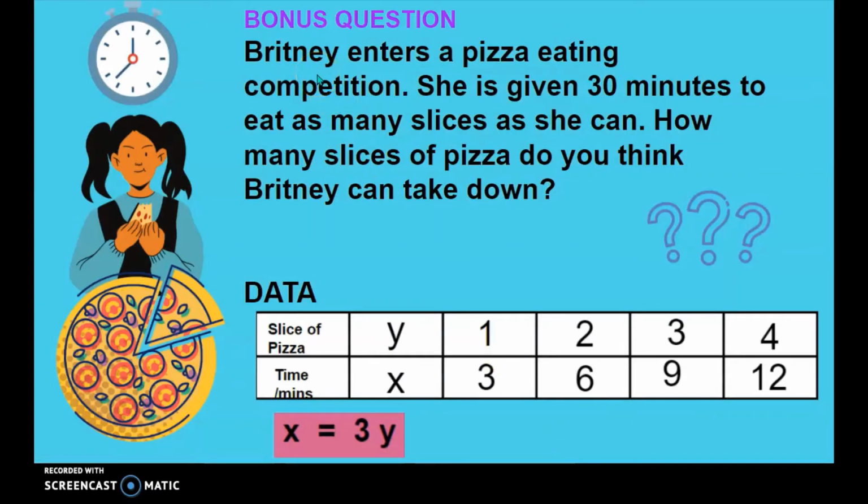Here we have a bonus question. Brittany enters a pizza eating competition. She is given 30 minutes to eat as many slices as she can. How many slices of pizza do you think Brittany can take down? Here is the data. You can pause the video to try this question.